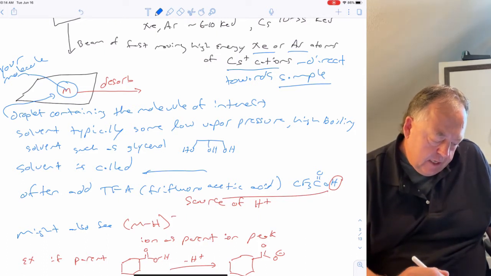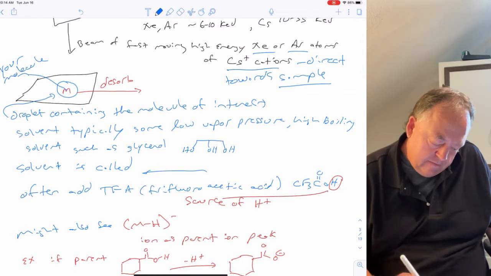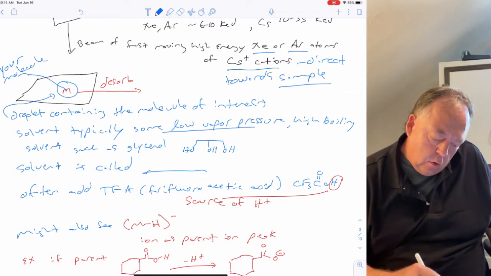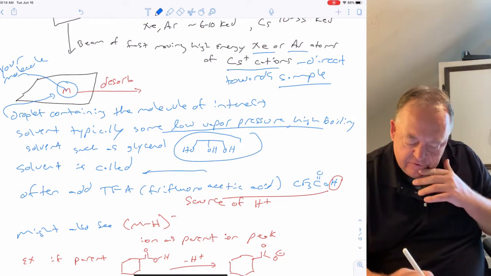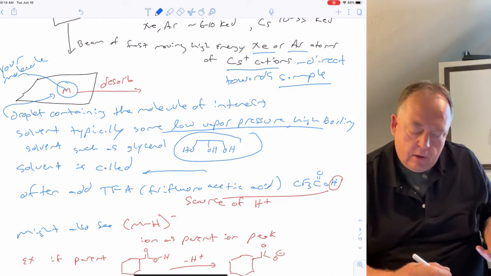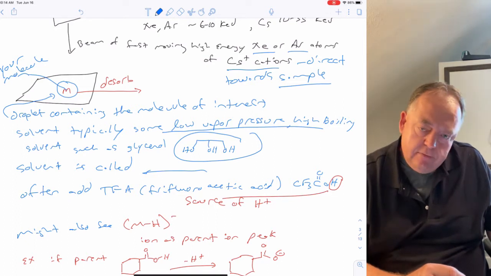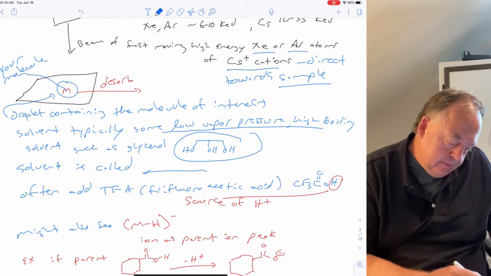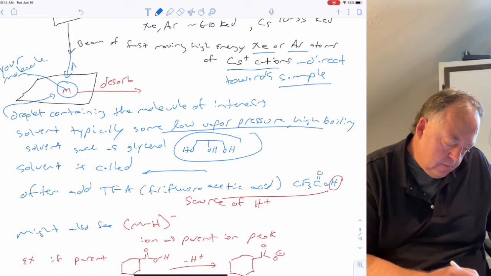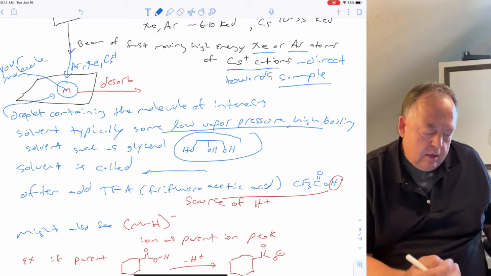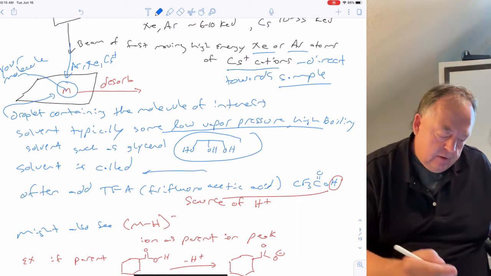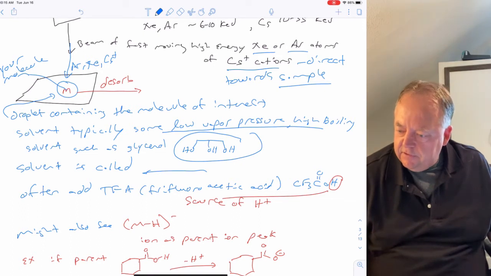So you would typically take your compound and dissolve it in a solvent with a very low vapor pressure and high boiling point, such as glycerol. So you've got your compound dissolved in glycerol, for example, as a droplet on the surface, and then you shoot that beam of argon or xenon or cesium ions towards it, and that causes your molecule to desorb from the surface. And so then your molecule goes into the gas phase.